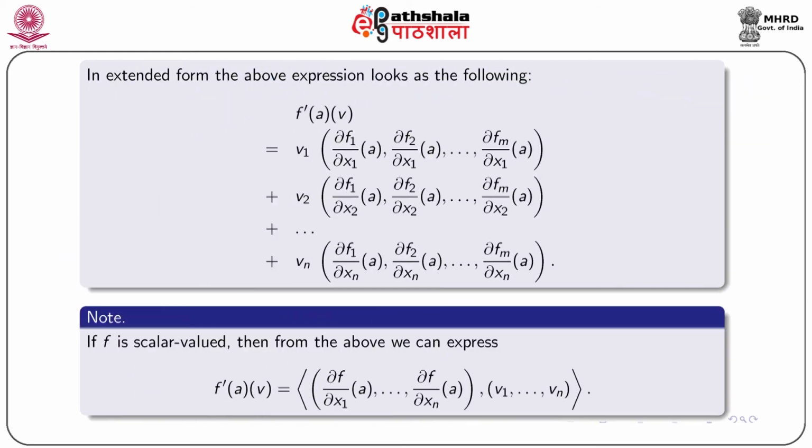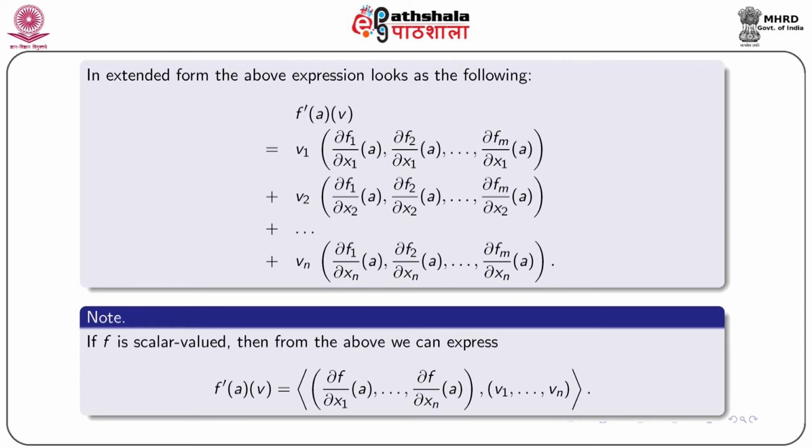In the extended form, the above expression looks like this: f'(a) operated on v equals v1 ∂f/∂x1 at a, which looks like the m-vector (∂f1/∂x1 at a, ∂f2/∂x1 at a, up to ∂fm/∂x1 at a). Plus v2 ∂f/∂x2 at a, that is in extended form the m-tuple (∂f1/∂x2 at a, ∂f2/∂x2 at a, up to ∂fm/∂x2 at a), and finally vn times (∂f1/∂xn at a, ∂f2/∂xn at a, up to ∂fm/∂xn at a).